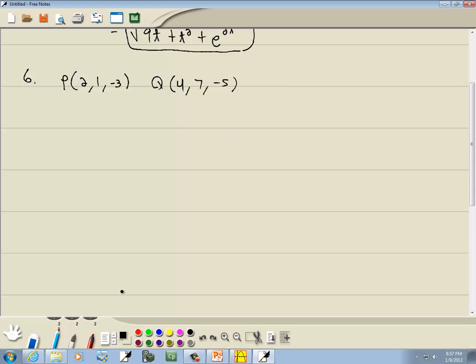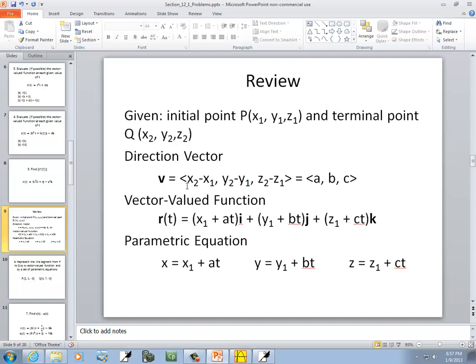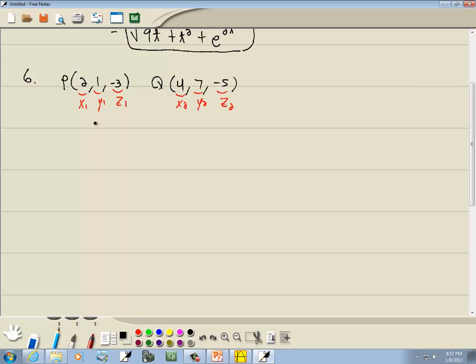First thing, let's label these. This is x1, y1, and z1, and this would be x2, y2, and z2. Nothing exciting on this, it's just formula based. So we'll first find our direction vector, v.